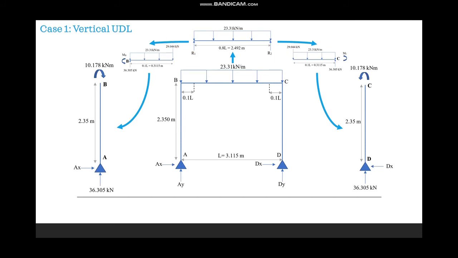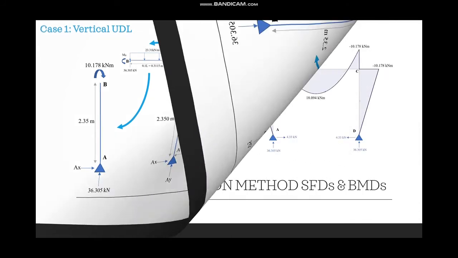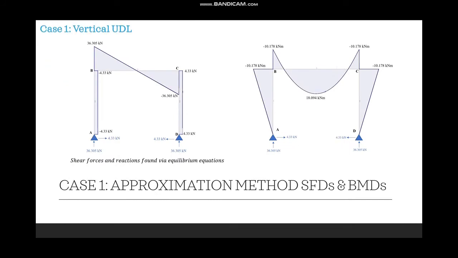And next we are looking at the vertical members, applying the moment to the top and solving for this unknown reaction here. And obviously the AY and the DY is simply the shear forces on the top. So we have all of our bending moments now for case 1 and all of our shear forces for case 1. And we can then create our shear force and bending moment diagrams.